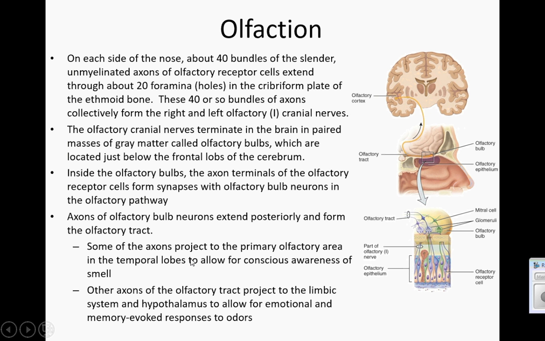Now, some of the axons will project to that primary olfactory area in our temporal lobes to allow us to have conscious awareness of our smells. Some of those signals will travel to our limbic system and hypothalamus.